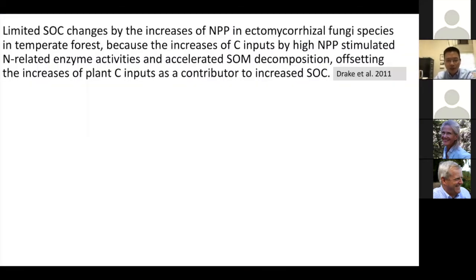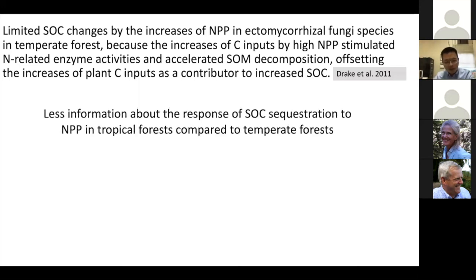And the study also found limited SOC changes with the increase of NPP in ectomycorrhizal fungi species in temperate forest. This is because the increase of carbon inputs by the high NPP also stimulates nitrogen-related enzyme activity and accelerates SOC decomposition. So it leads to a new balance that induces the SOC not to change although NPP increases.